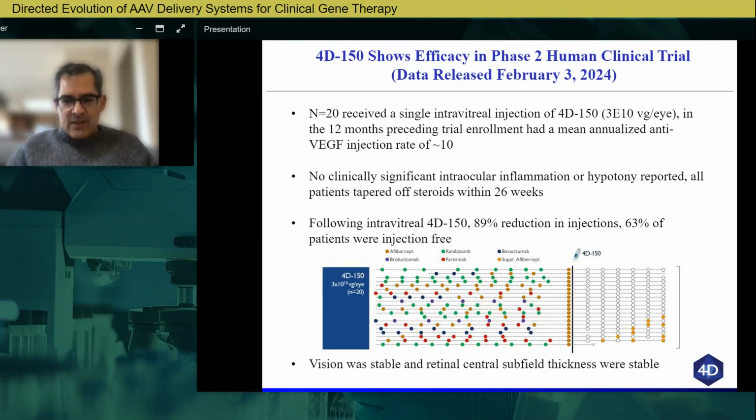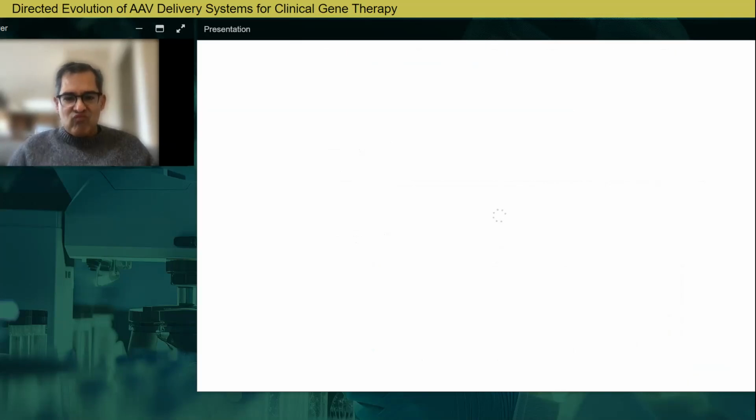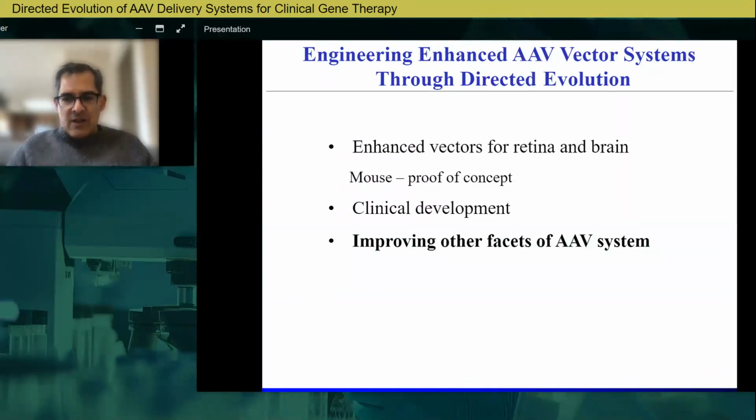So this indicates that directed evolution can create a virus that at very low dosage can result in a therapeutic effect in human. And that dosage is small enough to actually make this not very challenging to manufacture. I'd like to finish the last several minutes by talking about the application of this genetic diversification and functional selection approach to directly take on manufacturing of AAV.